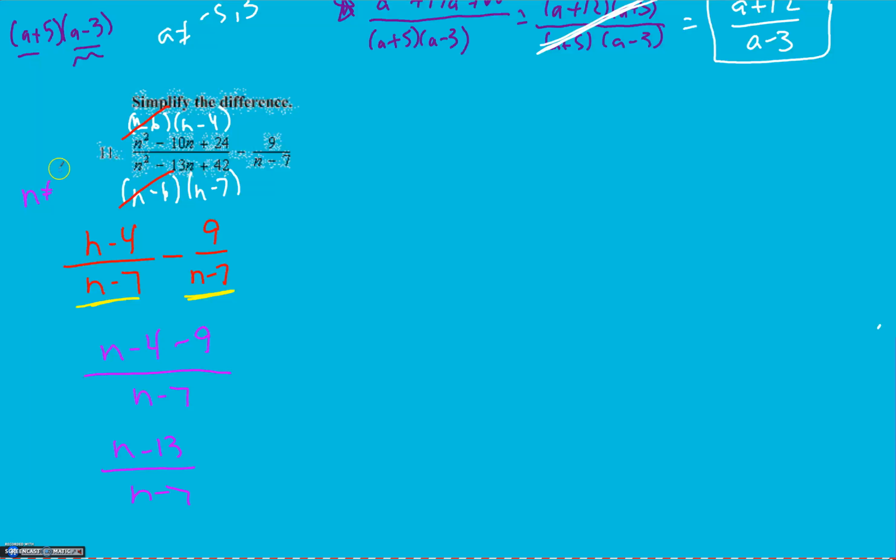N cannot equal 1 or 7. Okay, the other way we could have done this is, let's say we didn't simplify here. Let's say we didn't recognize this and didn't simplify those first. Okay, we could have found our common denominator, n minus 1, n minus 7, n minus 7, means our common denominator, n minus 1, n minus 7. The most times your prime factors occur in any expression. Now, my first expression has the minus 1 and the minus 7, so I don't change my numerator at all.